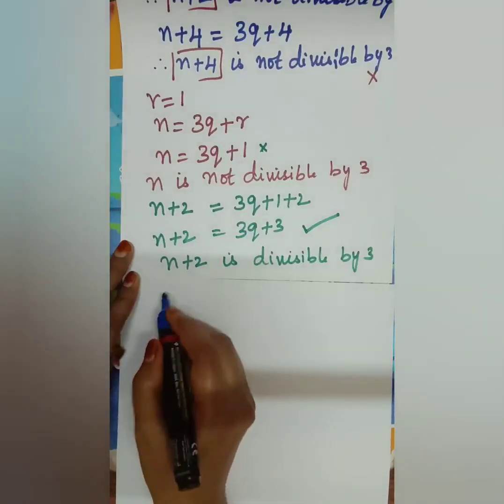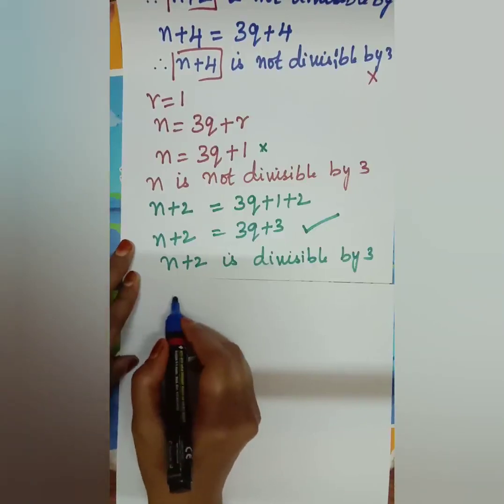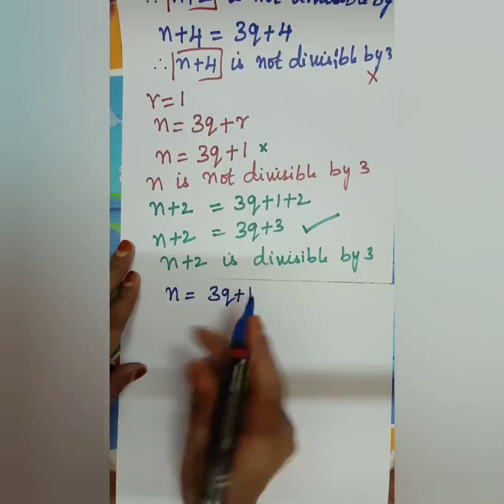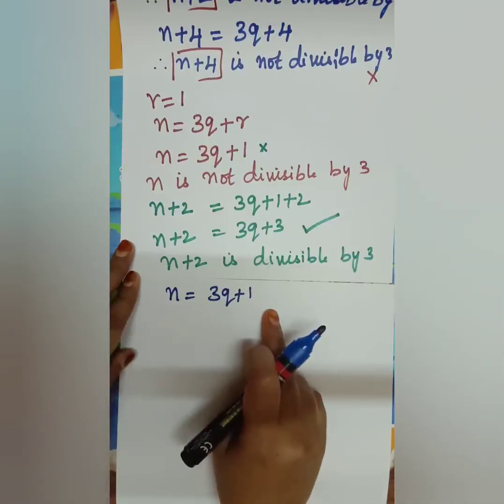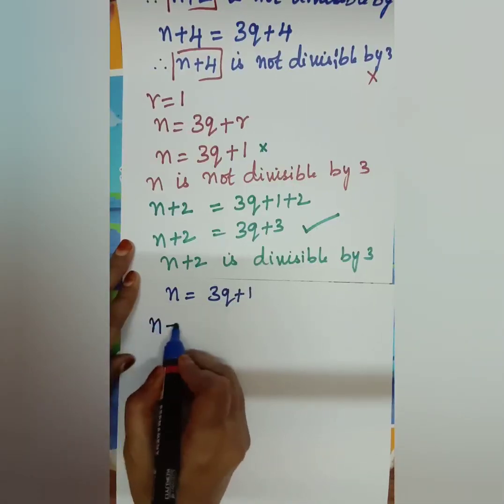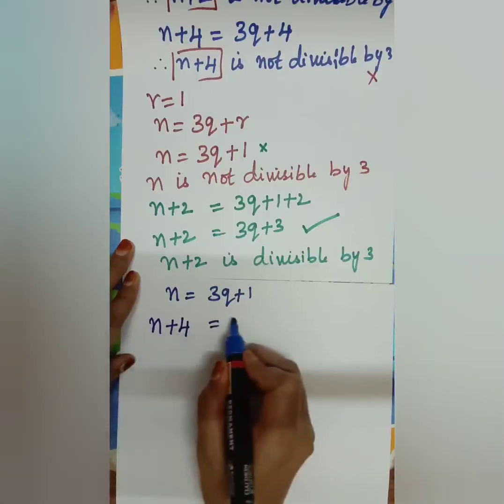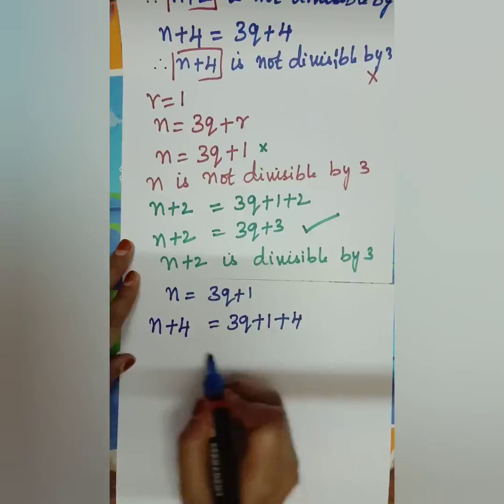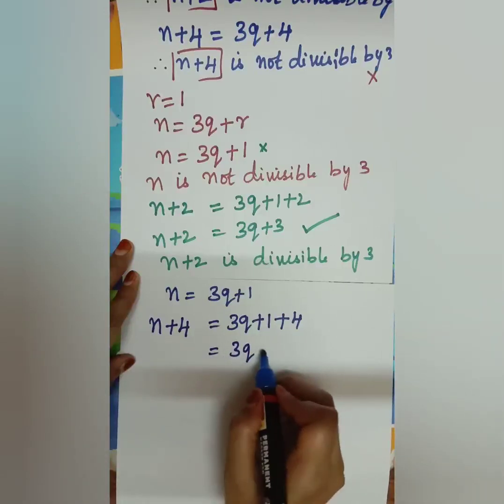To check that, n is equal to 3q plus 1. Adding plus 4 to both sides, we will be getting n plus 4. So n plus 4 is equal to 3q plus 1 plus 4. That becomes 3q plus 5.